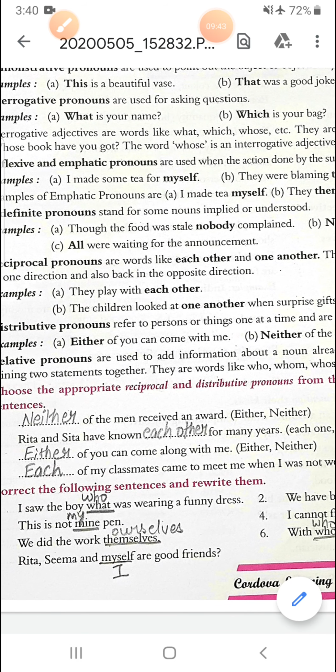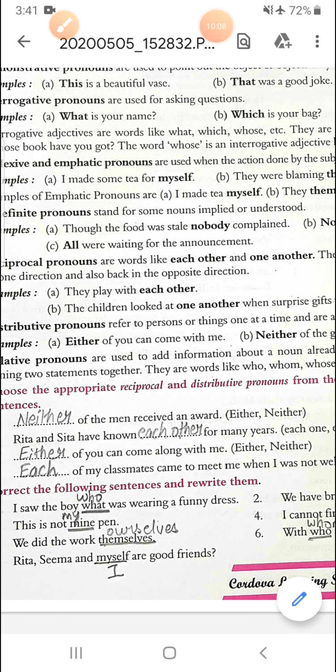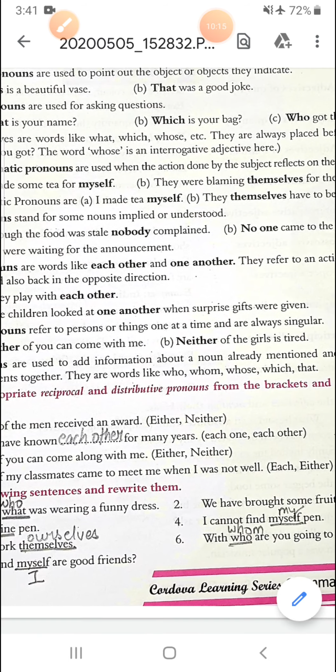Like this example A, you can see though the food was stale, nobody complained. Means the food was not fresh, but nobody. If suppose there were 10 people, I have to take everyone's name and say that he hasn't complained, he hasn't complained, like names. So in place of that, I have used nobody, and that is actually the work of a pronoun, to replace a noun. Understood?